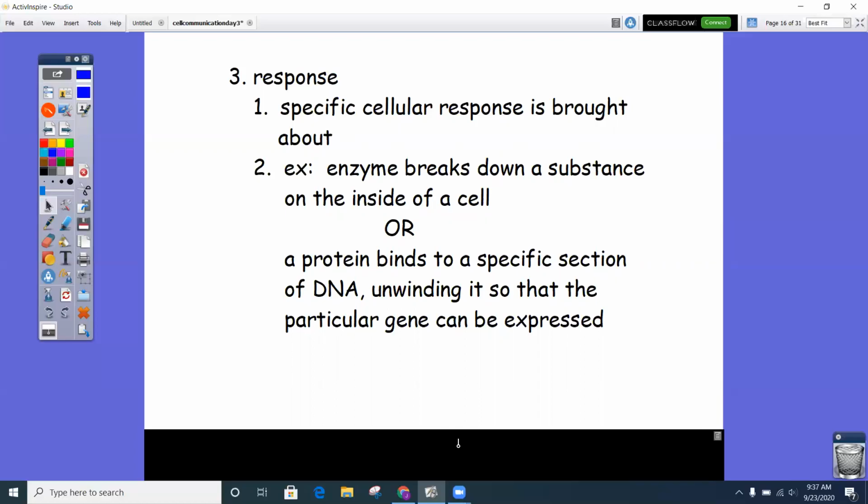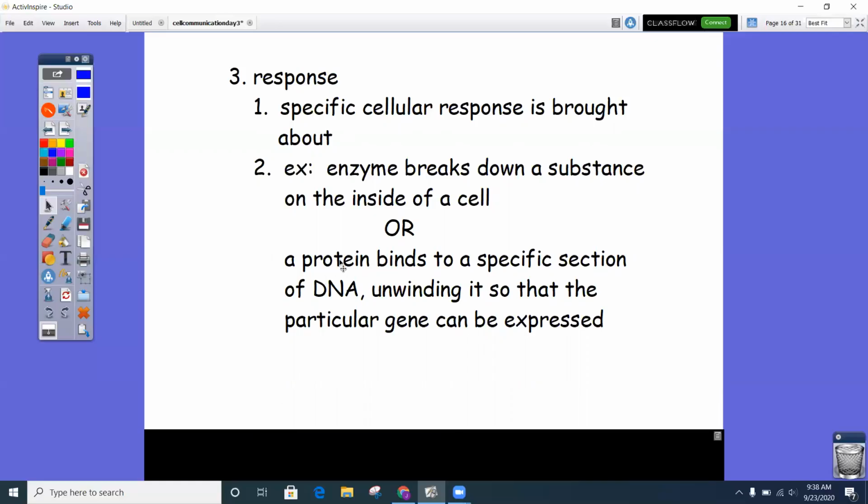Remember, when you replicate your DNA, you're replicating an entire chromosome. But when you do transcription, you are only transcribing one gene at a time. That's kind of like turning on light switches in your house. We're only going to turn on light switches for the rooms that we're in right then. So we're not going to go ahead and make all of our DNA into RNA. We're just going to make DNA into RNA for the genes that we want to make a protein from.